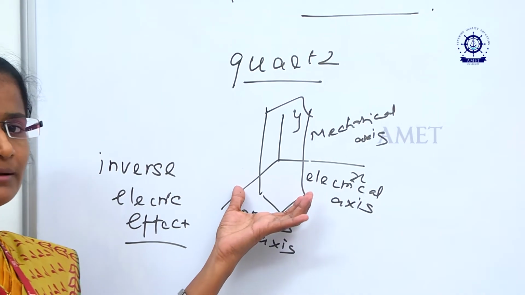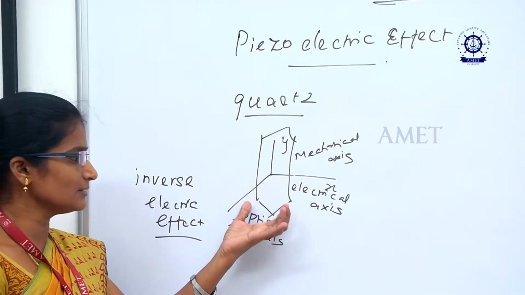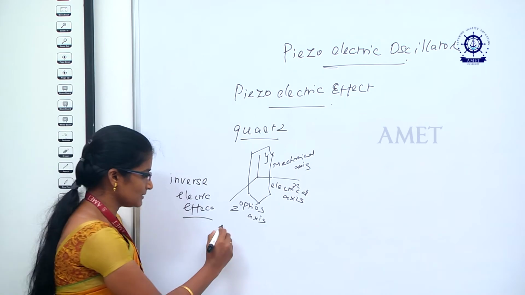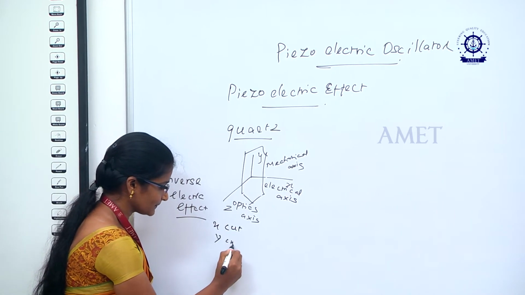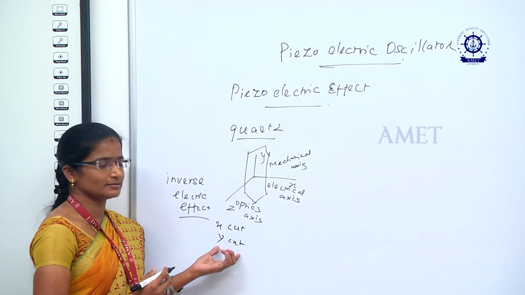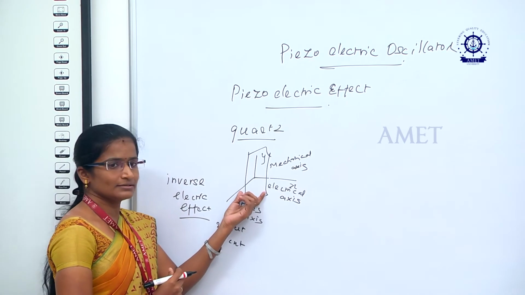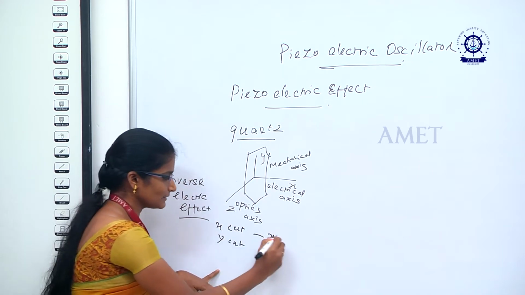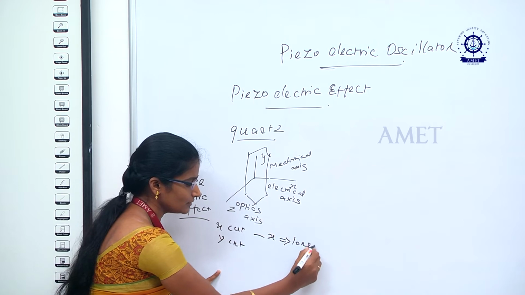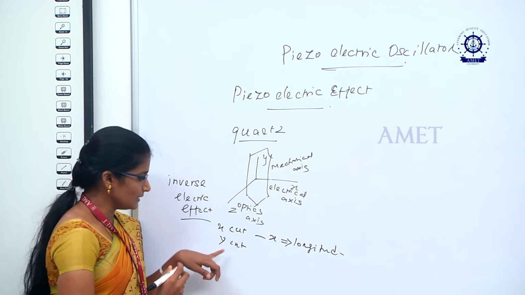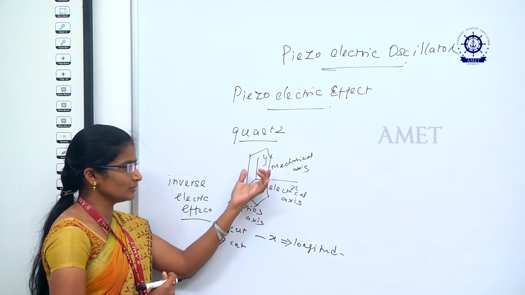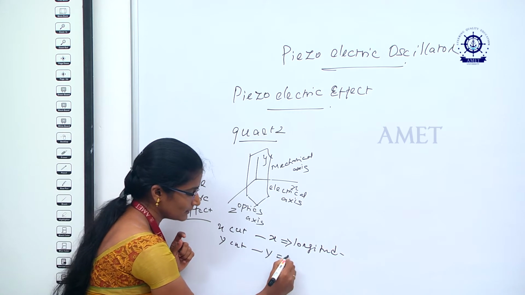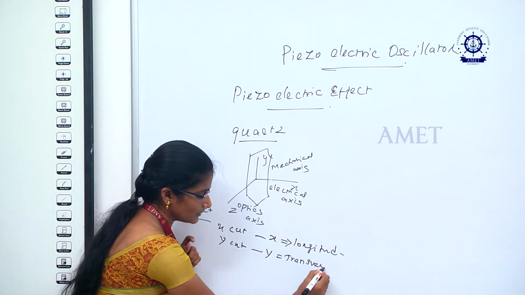The quartz crystal is a piezoelectric crystal used to produce ultrasonic waves. There are 2 types of this crystal, the X-cut crystal and the Y-cut crystal. When we cut the quartz crystal perpendicular to the x-axis, it is called an X-cut crystal, and it produces longitudinal ultrasonic waves. When we cut the quartz crystal perpendicular to the y-axis, it is a Y-cut crystal, and it produces transverse ultrasonic waves.